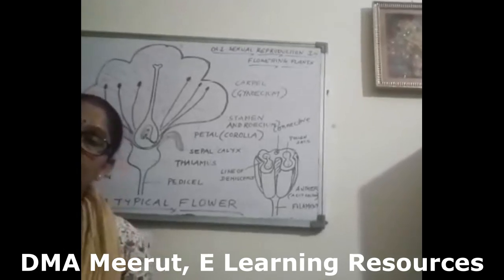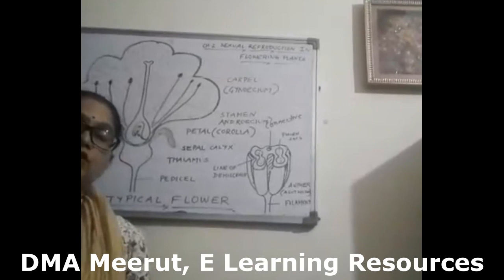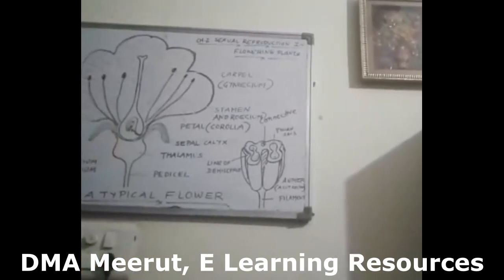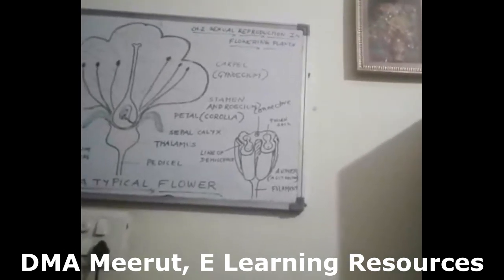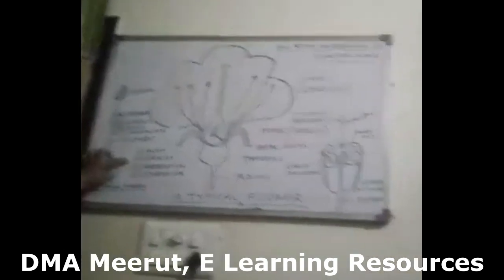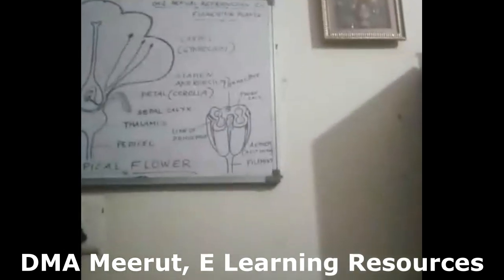An example of incomplete flower, or you can say unisexual flower, is cucurbits. So in cucurbitaceae you can find unisexual flowers. Now students, here we are going to discuss some essential and non-essential parts of a flower. First and second, that is calyx and corolla, both are non-essential parts of a flower.